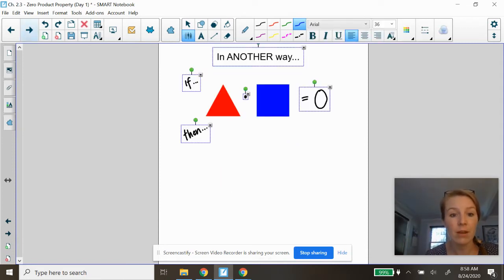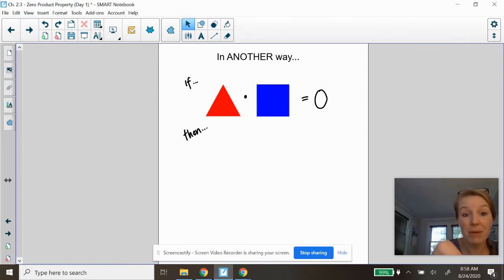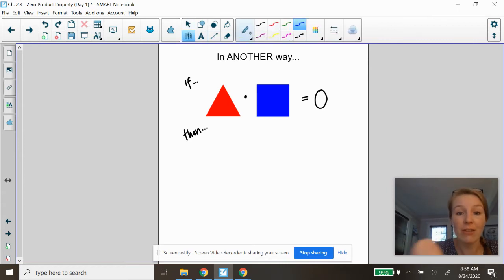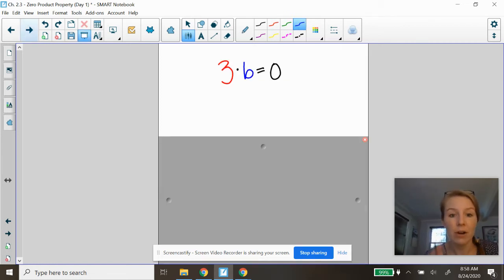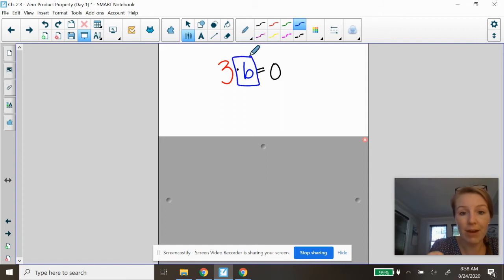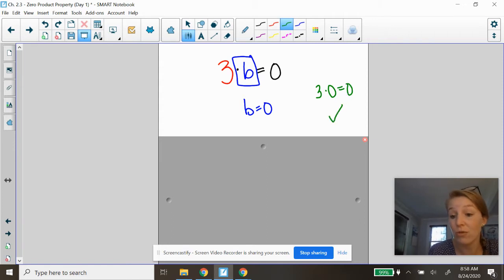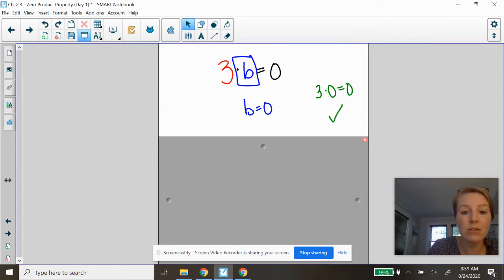Or if you're a more visual and maybe picture-focused person, you could also think about it here, that either the triangle needs to equal 0 or the square needs to equal 0. So let's dive in. 3 times b equals 0. This means 3, I can't change the number, right? It is the 3. If I think about my blue square, this means that b has to equal 0, right? If I were to plug in 0 into this equation and do 3 times 0 equals 0, that is a true equation.